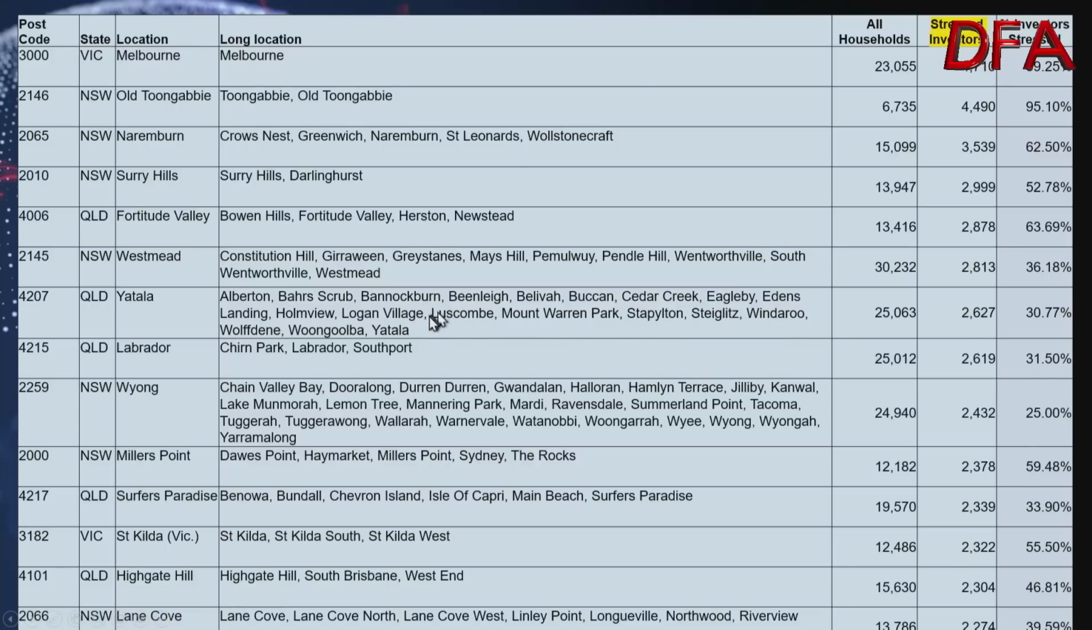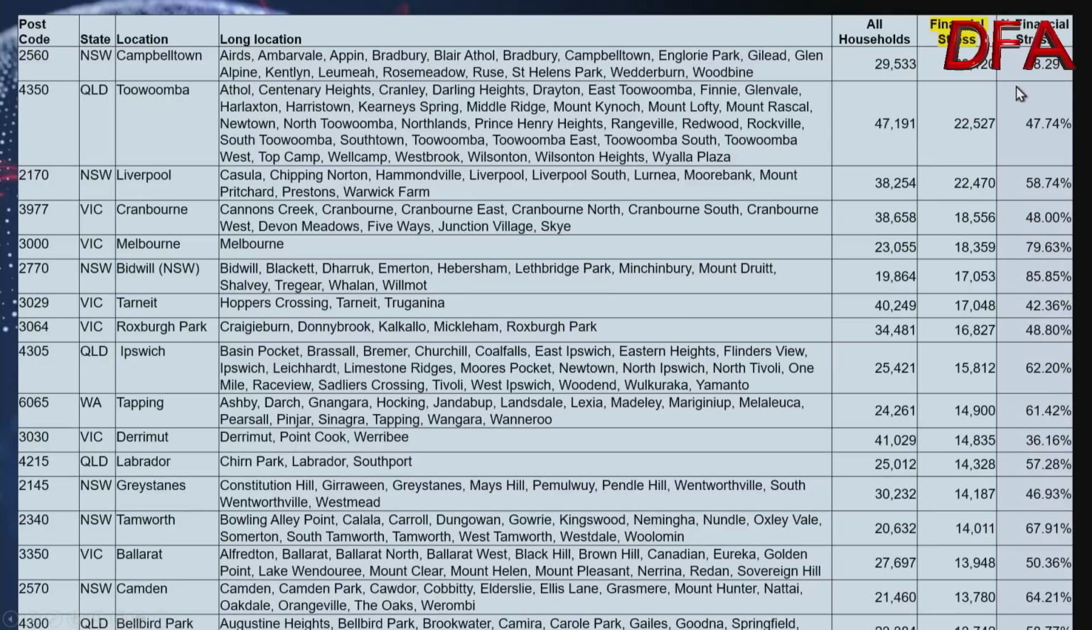Then we go to Windaroo and Yatala. Then we go to Southport and Labrador again. Then Wyong in the Central Coast. Then close into the centre of Sydney, I guess a bit equivalent to Melbourne. And then St Kilda in Victoria, Highgate Hill in Queensland. And then we've got Lane Cove and places like that in New South Wales. And finally, financial stress overall is highest in Campbelltown, postcode 2560, followed by Toowoomba, 4350, 23,000, 22,000.